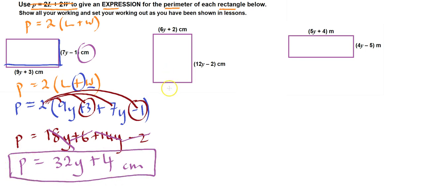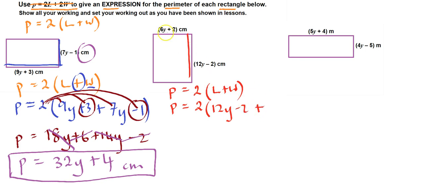Same with the next one. So you go perimeter equals 2 times (the length plus the width). So let's plug in those values. So the length in this case is 12y minus 2, and we're going to add the width, which is 6y plus 2. Then we just multiply out of those brackets.